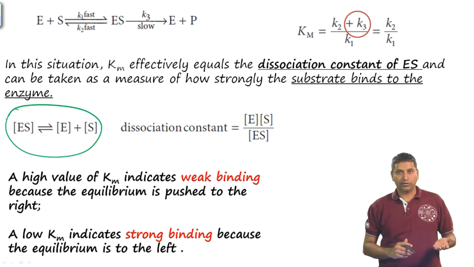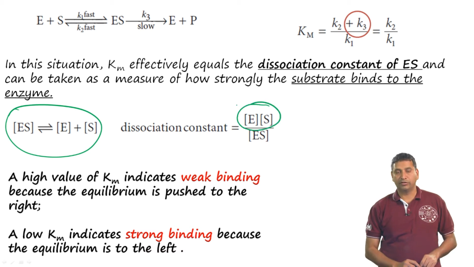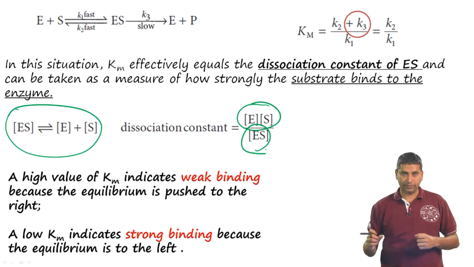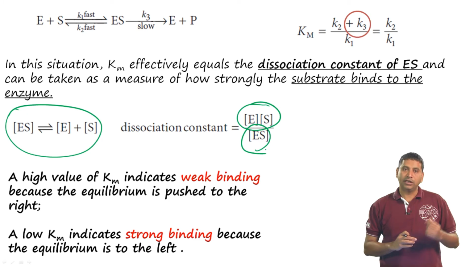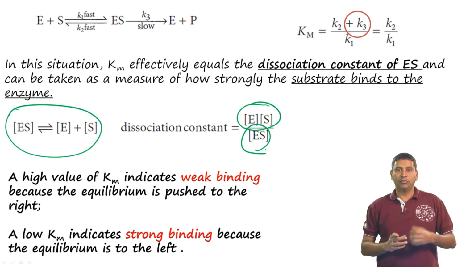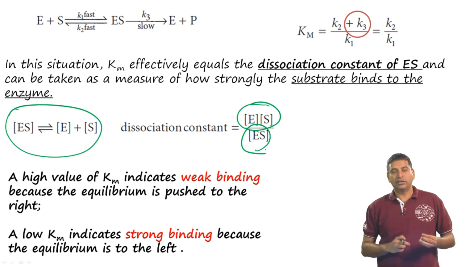The dissociation constant is nothing but the concentration of the enzyme multiplied by the concentration of the substrate divided by the concentration of the enzyme-substrate complex. So, a high value of Km indicates weak binding because the equilibrium is pushed towards the right, whereas a low value of Km indicates strong binding because the equilibrium is towards the left. So, therefore, the Km is a very good measure of how well the substrate binds to the enzyme.